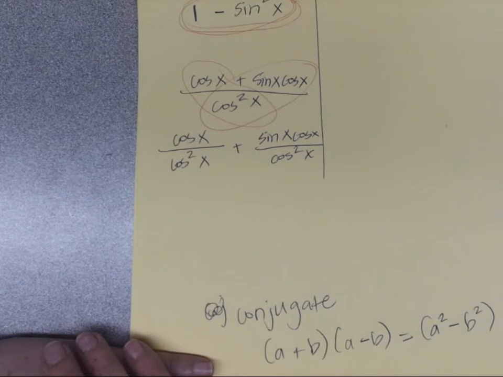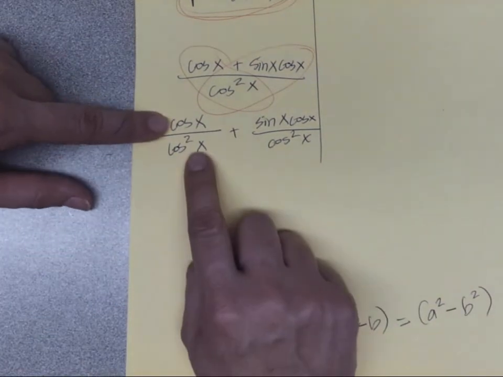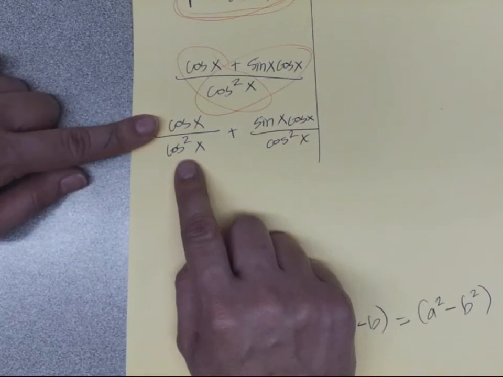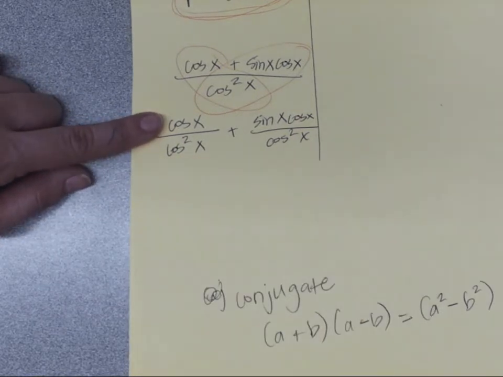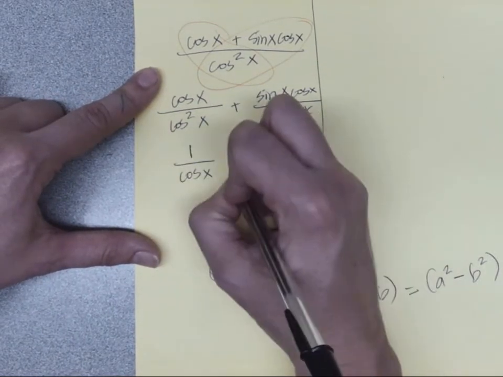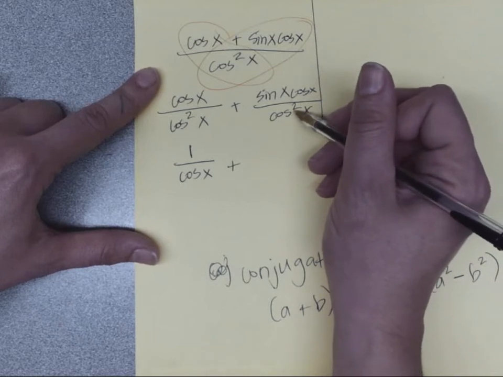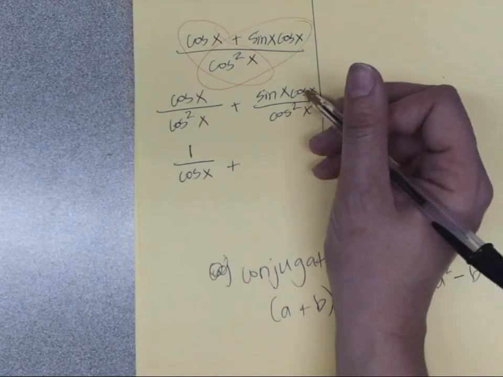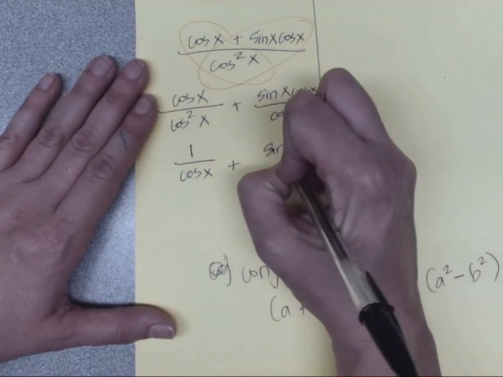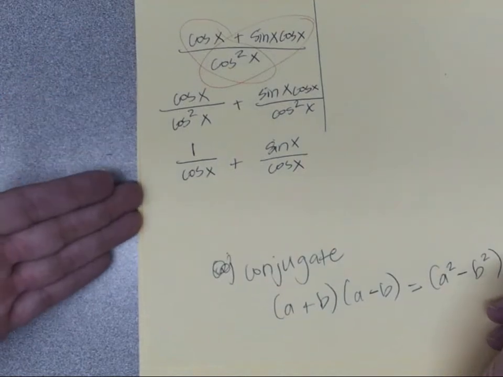Okay, so from there, this kind of actually finishes itself out because cosine x over cosine squared x, I can simplify that a little bit. I can divide both the top and bottom by cosine. And when I do that, I'm left with 1 over cosine x. Over here, this cosine and this cosine squared undo each other. They divide out. You can divide a cosine out on top and on bottom. So I'm left with sine x over cosine x. And now this is basically our answer.